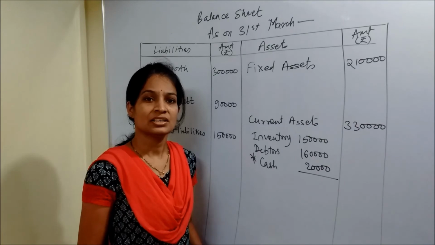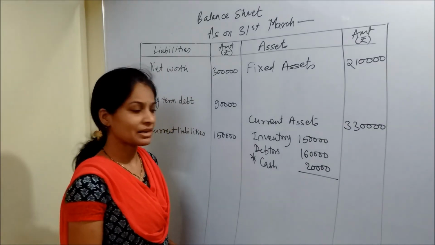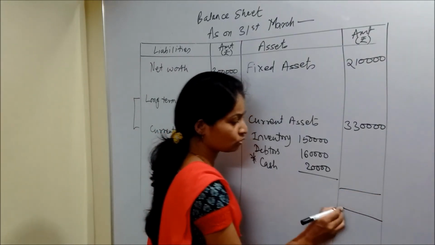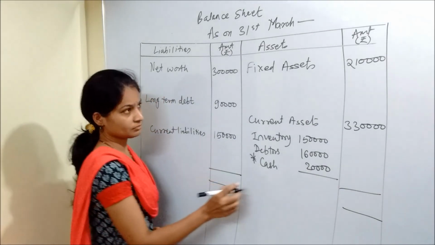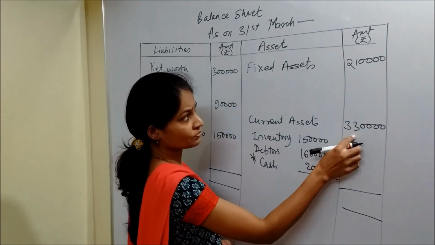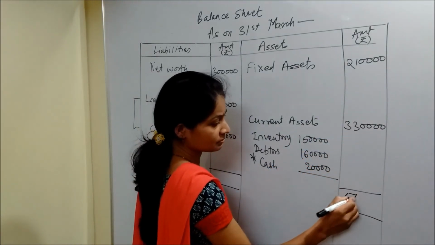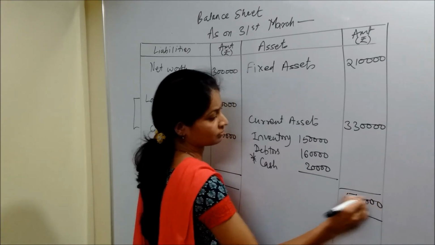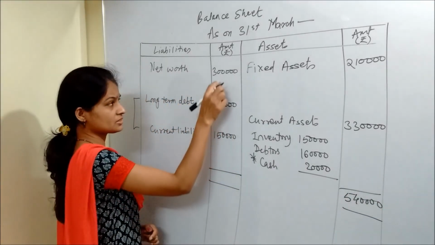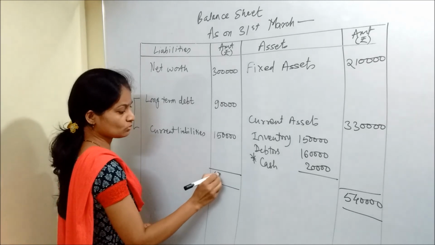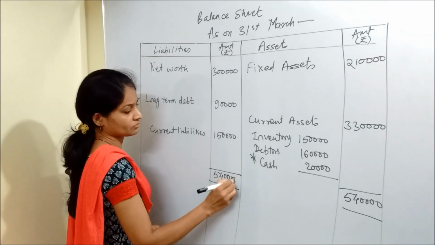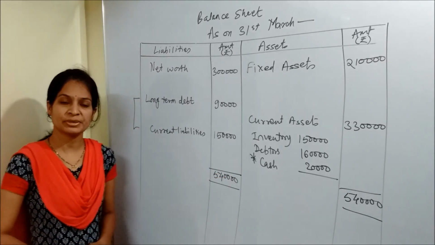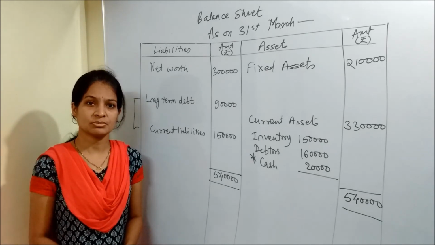Now you can try and tally the balance sheet. So find out the total of both the sides. This amounts to 5,40,000 and this also amounts to 5,40,000. This is how we have prepared balance sheet from the given ratios.